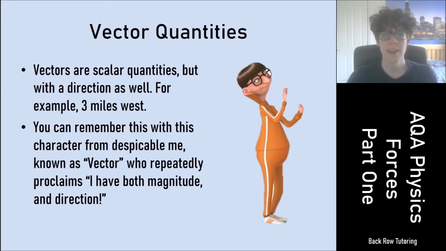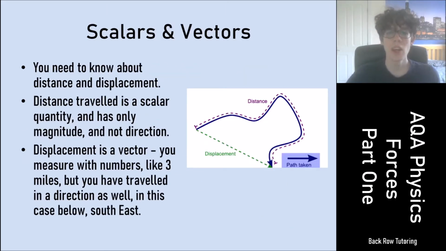Vector quantities are scalar quantities, but with a direction as well. For example, 3 miles west. You can remember this with a character from Despicable Me, known as Vector, who repeatedly proclaims, "I have both magnitude and direction."